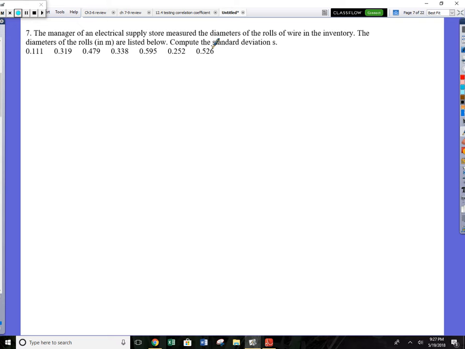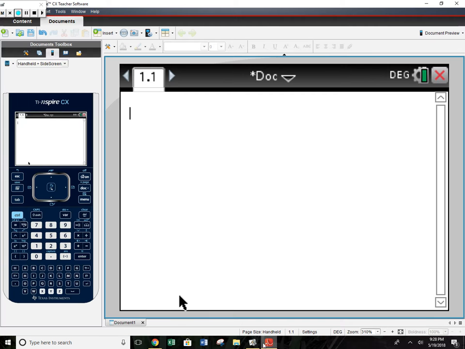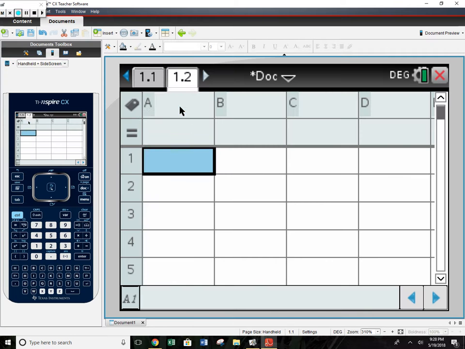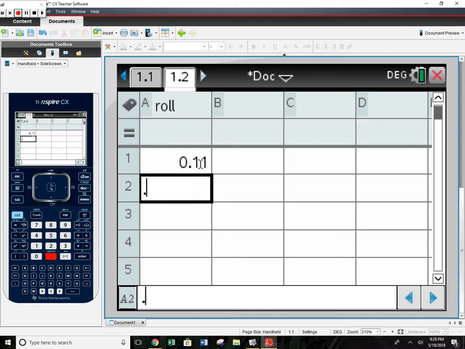So we are going to turn your calculator on, start a brand new document, and I'm going to insert a list. You've got to name your list. So name it roll. Then you've got to punch them in. You've got to double check your data entry, because if you make a stupid mistake, it'll come back to haunt you like I did right here.